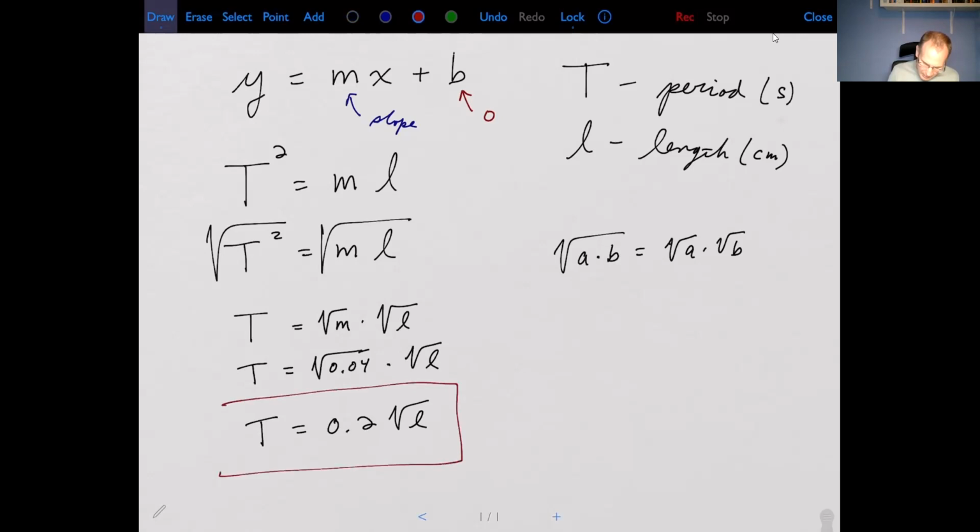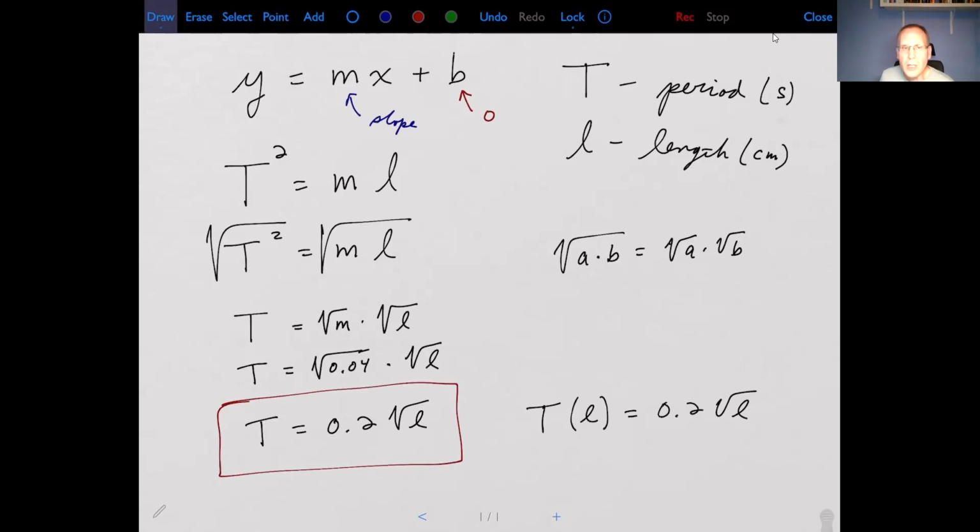That gives me an equation that gives the period as a function of the length, in terms of the length. You can even think of this in functional form. You could write T is a function of the length, equal to 0.2 times square root of L.